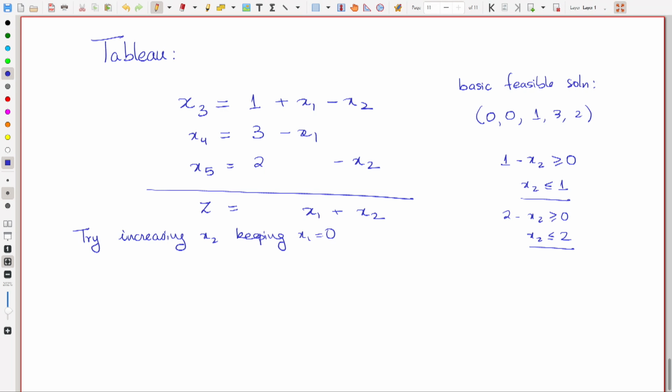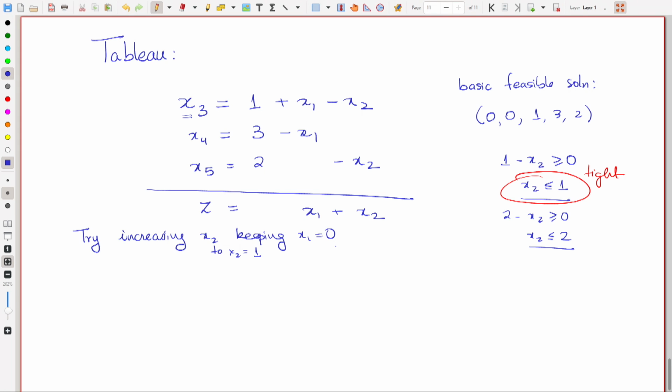The moment it goes above 1, x3 becomes negative. So then we will be outside the feasible set. So this is the tight limit; we can't increase it beyond this. This is the most we can increase x2. So let us increase x2 to 1, and we will add x2 to the basic set and we will remove x3. This constraint came from the first equation. When we put x2 equal to 1, this x3 actually becomes 0. So we can move x3 out of the basic set.